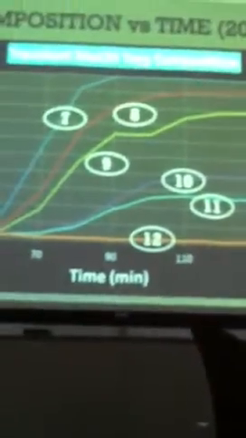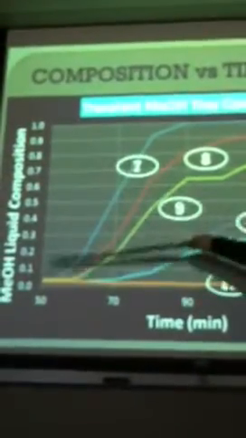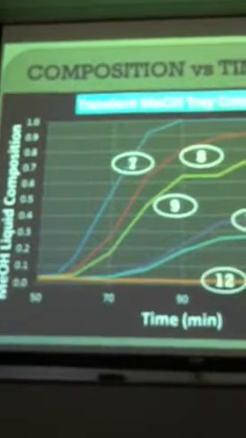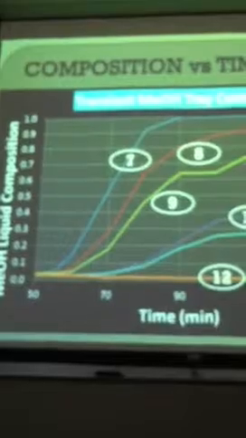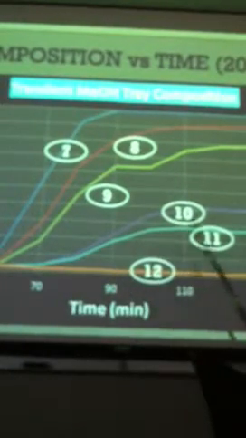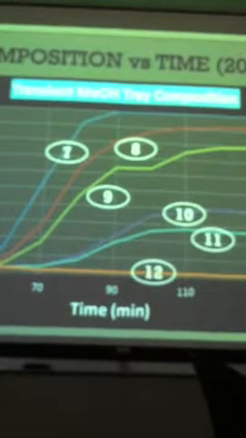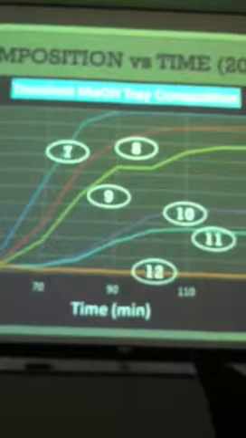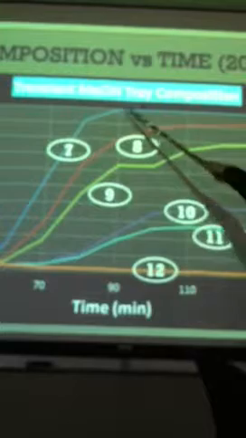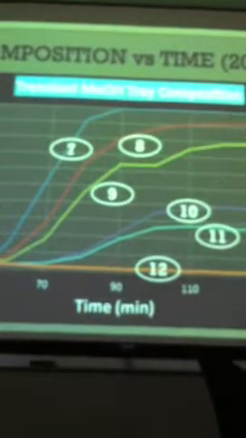So this is composition versus time. This is going to be the mole percent of methanol versus time, and these are trays 12, 11, 10, 9, 8, and 7. So you can see that changes in composition are not instantaneous, they take time. So this is from 55-ish minutes to 90 for tray 7 to reach 100% methanol composition.